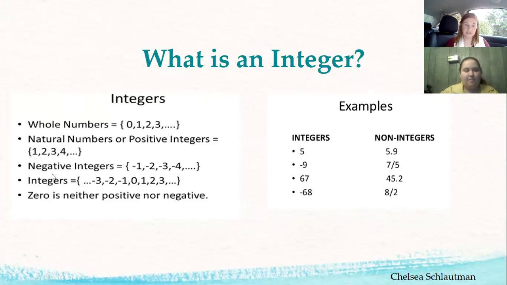And then we have this inside this little bracket here, it shows us what all integers are. So it's going to be negative infinity all the way to positive infinity. And 0 is included in that, so 0 is an integer. Over here, it just gives us examples of what integers are, which is what we just talked about, and then also what numbers are not considered integers. So we have numbers that are decimals and fractions. So 5.9, 7 over 5, 45.2, and 8 over 2. Those are not going to be an integer.